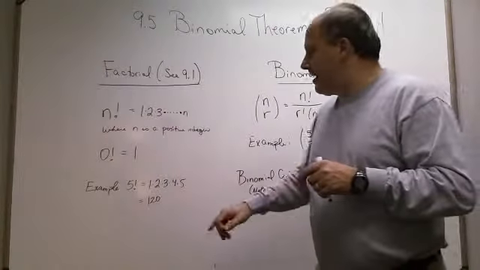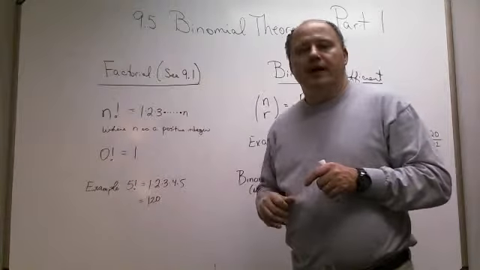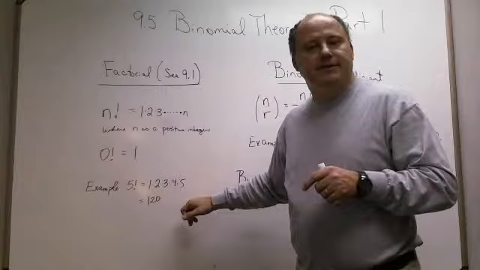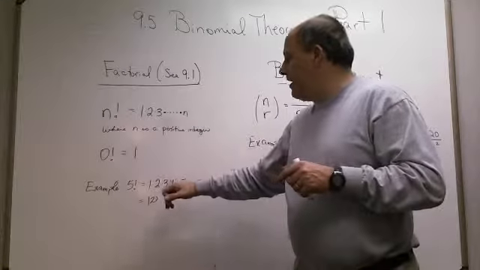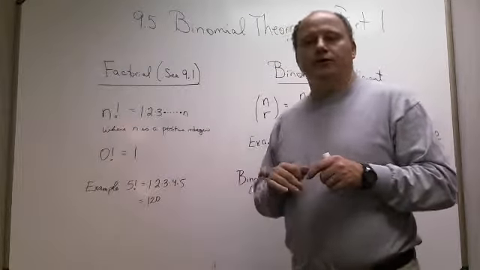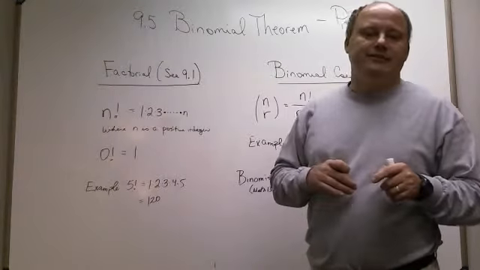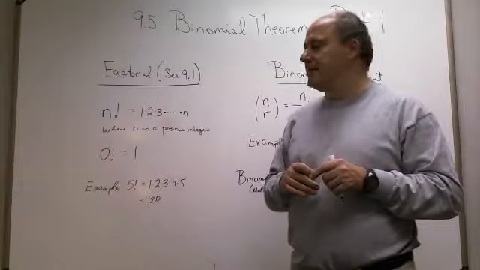Now, an example I always like to give is 5 factorial. 5 factorial is the product of 1 times 2 times 3 times 4 times 5. And if you do that on a calculator, that would be 120. As a matter of fact, this button is on your calculator. TIs have it in some place, Casios have it in other places.